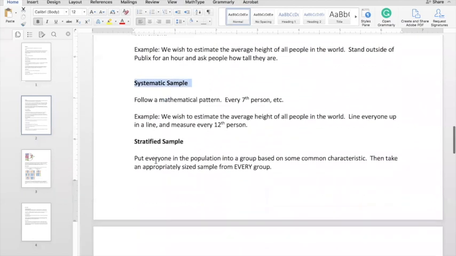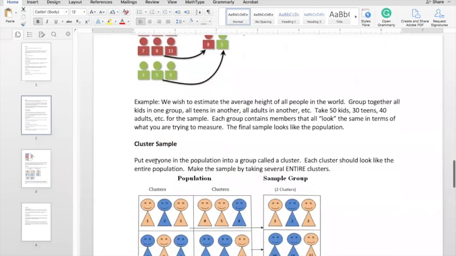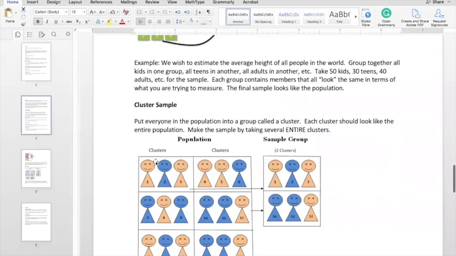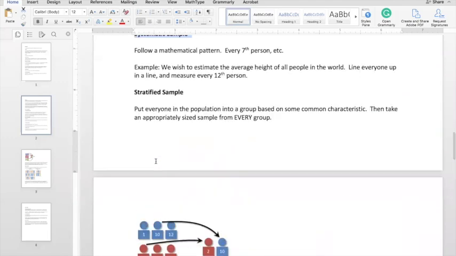Okay, these next 2 are the ones you're going to get confused: stratified and cluster. In both of these, you put everybody in a group. In stratified, you put everybody in a group so that they share some common characteristic, so your groups all look different from each other. Then you take a small sample from each group.